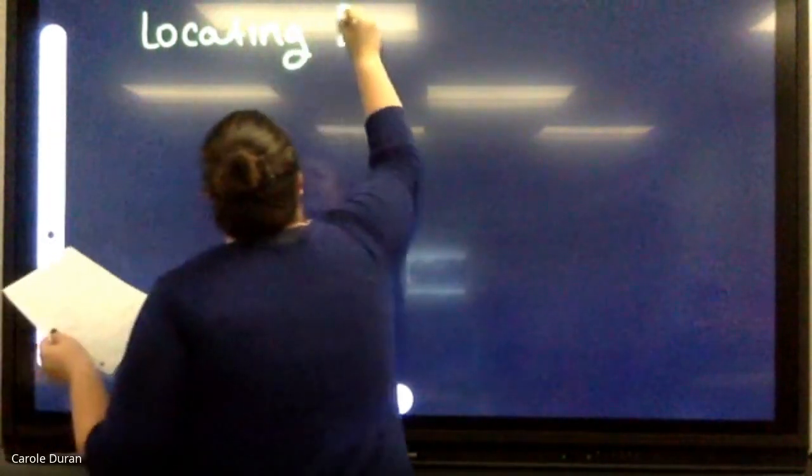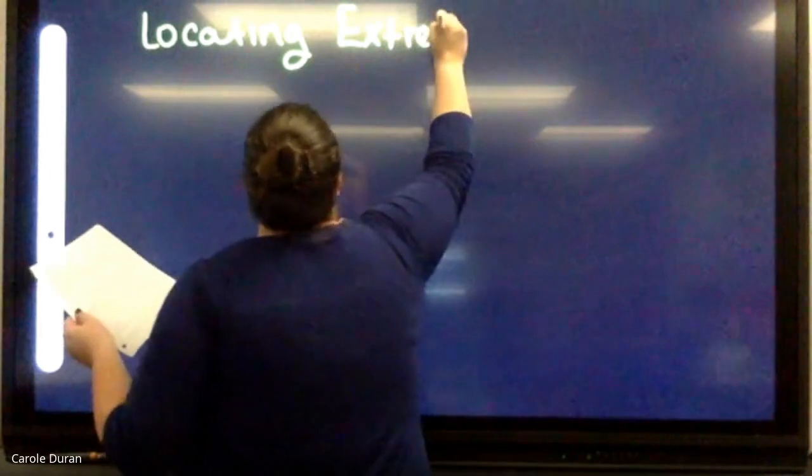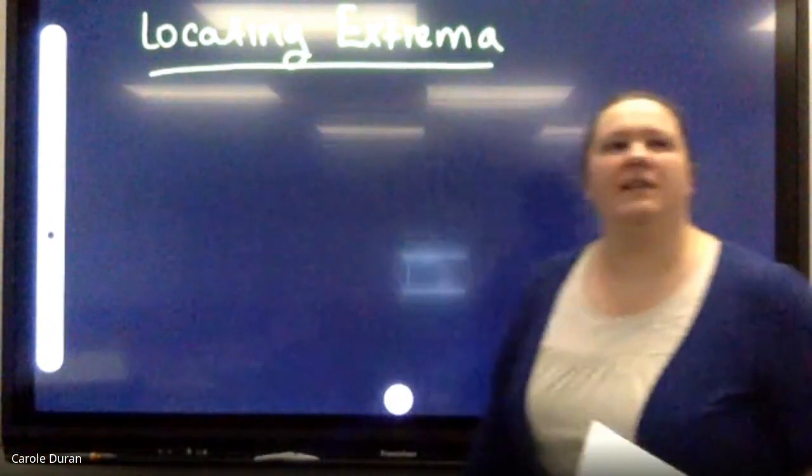So what we're actually going to do now, those are out of order, is finding these extrema, or the extreme values here. There are 2 types of extrema, as we already talked about. There is absolute and there is relative. For the most part, we are finding relative.